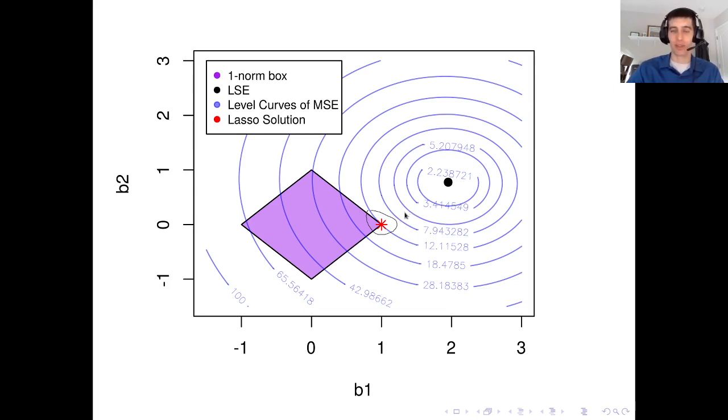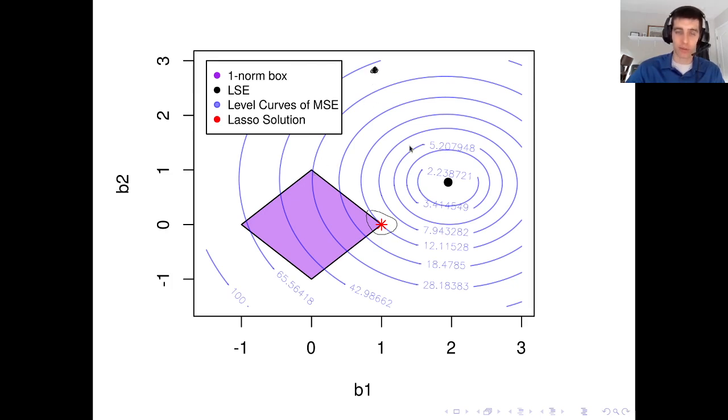Okay, so in general, this is the intuition, and this is a very popular intuition. There's a number of textbooks which have this or a similar graphic. This idea that I take my least squares estimator, and I blow up the mean squared error until I first hit the box, right? And what will happen is that these ellipses, as they grow large, will tend to hit vertices of the box.